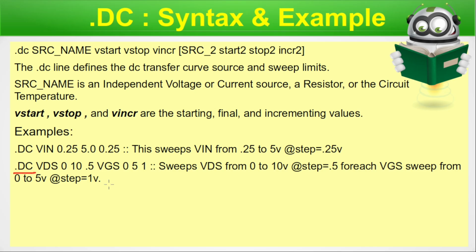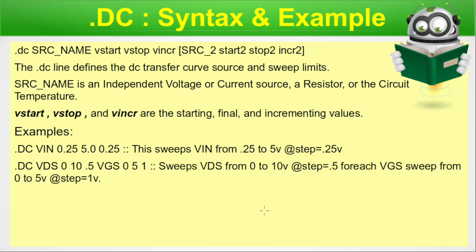The next example is .DC VDS, then 0, then 10, then 0.5. Then we have source 2, that is VGS, then 0, 5 and 1. How do we interpret it? This sweeps VDS from 0 to 10 volt with the step of 0.5, and the VGS sweep is from 0 to 5 volt at the step of 1 volt. That means for each of these VDS sweeps, there will be multiple VGS sweeps.